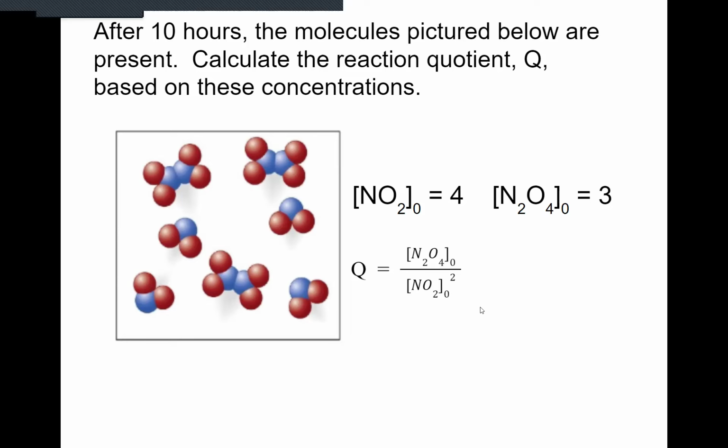We'll calculate Q the same way as we did earlier. The product concentration over the reactant concentration squared, which in this case would be 3 divided by 4 squared. That's 3 over 16. If you want to punch that in the calculator, that's 0.19. Notice that our value for Q is increasing. We went from 0 to 0.016 to 0.19.